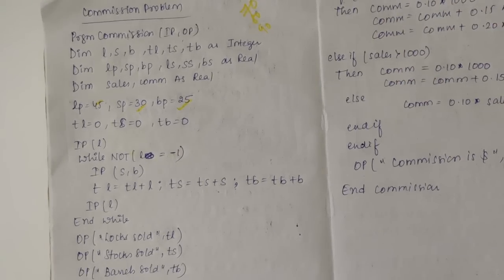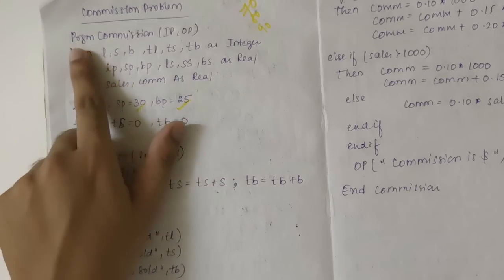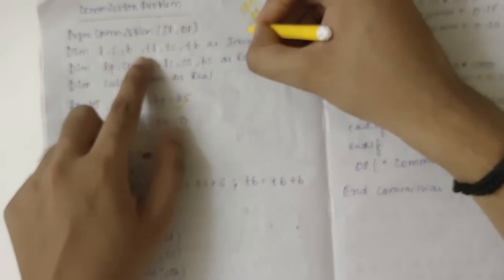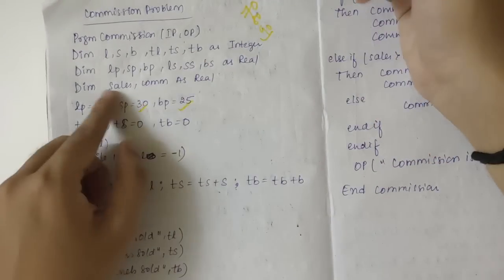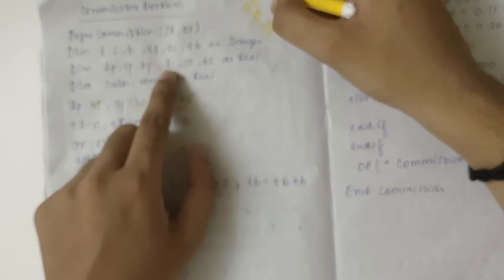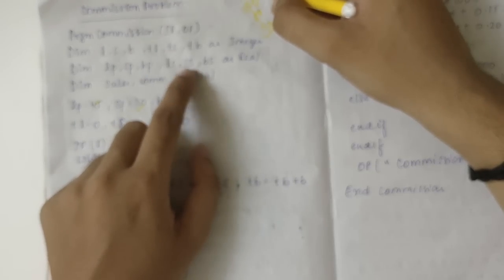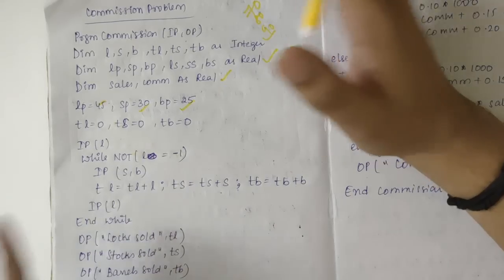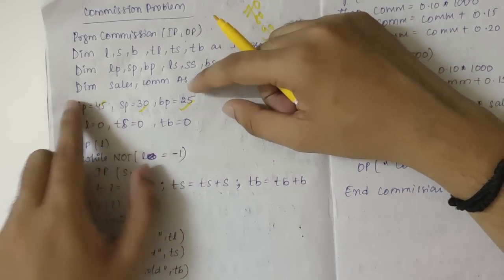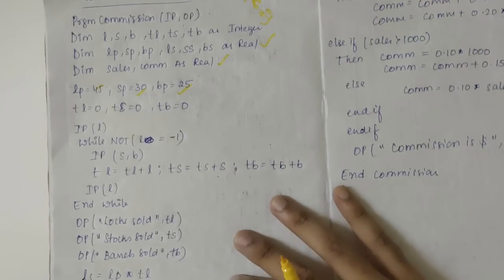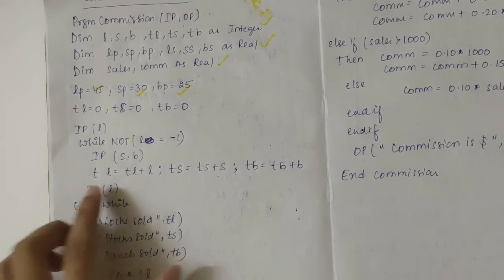Looking at the program, we have the program commission with input and output. We specify lock, stock, barrel, total lock, total stock and total barrel as integers. Followed by that, we take lock price, stock price, barrel price, lock sales, stock sales and barrel sales as real numbers. Then we take sales and commission as real numbers. We initialize the lock, stock, barrel values, and total locks, stocks and barrels are 0 initially. Then we start by taking the input of lock first.